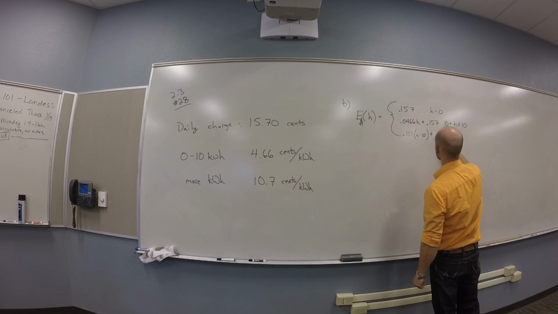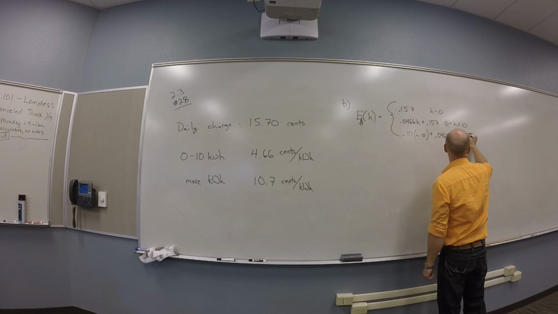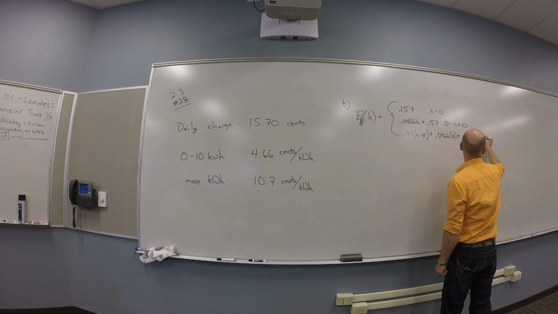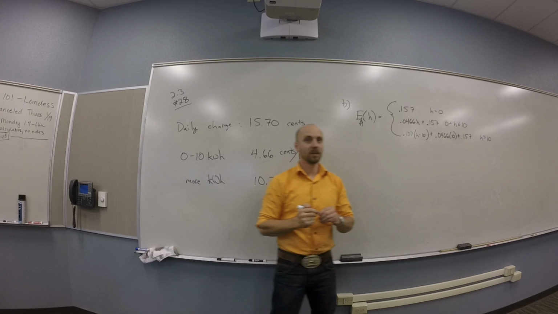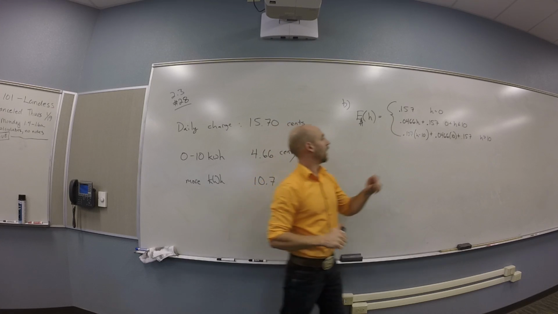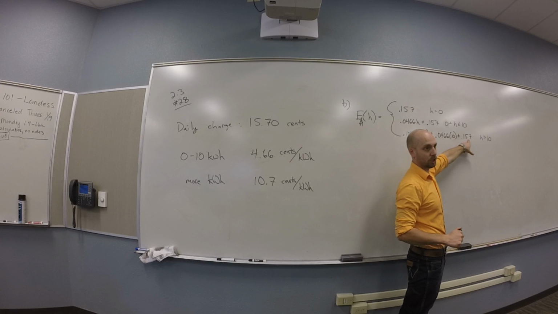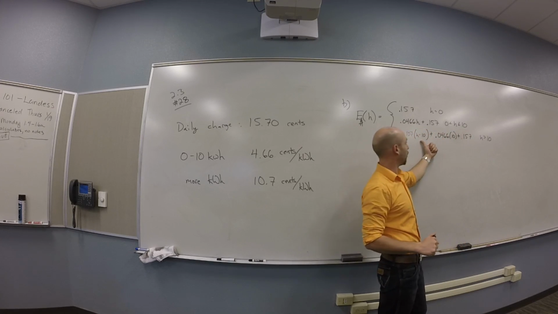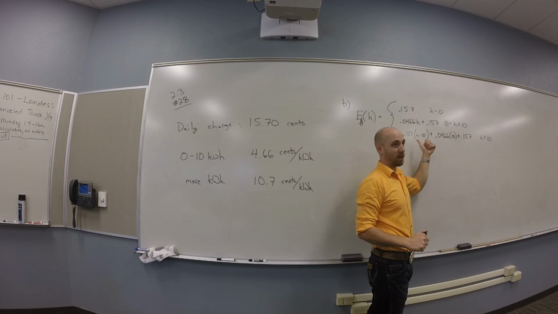I'm going to write 0.0466 times 10 plus 0.157. And that's going to be for H bigger than 10. You guys see that? So I've got my 10 hours at the lower rate, my daily base charge, and however much I went over. You guys see that? Should be noted this is how tax brackets work.